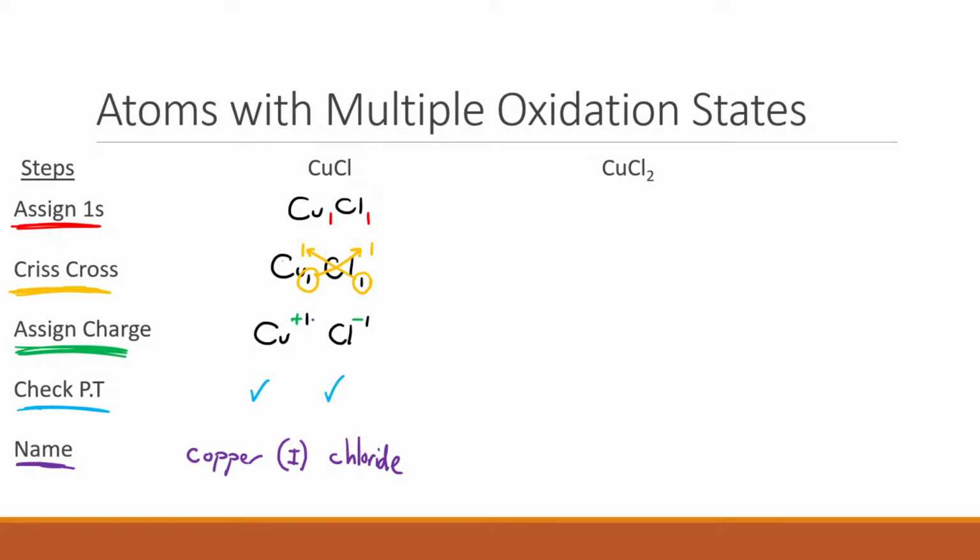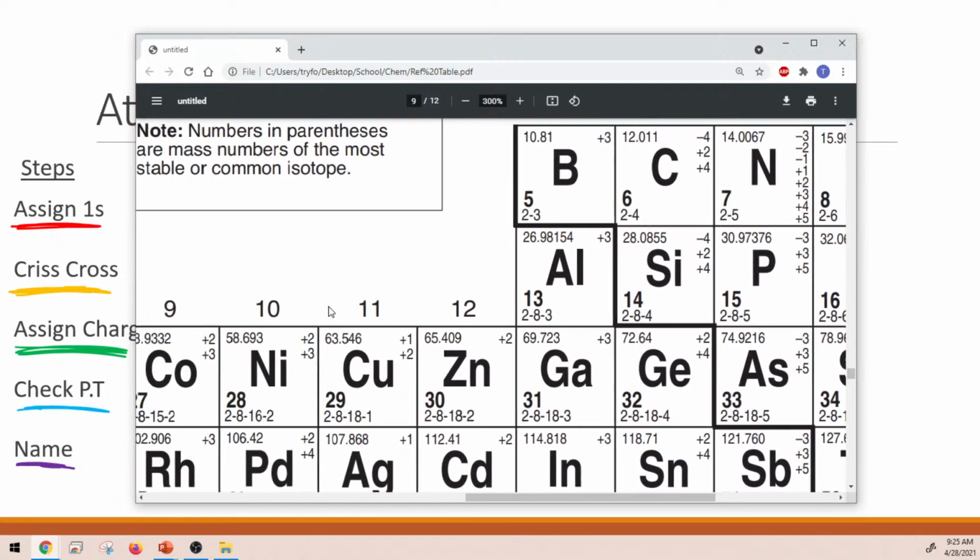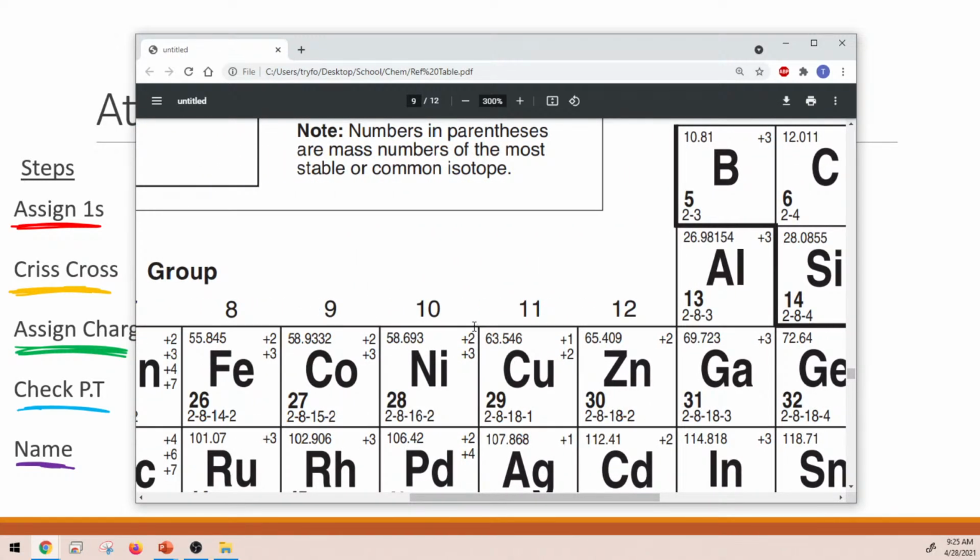Now, copper 1 chloride comes from the fact that it is copper +1. The Roman numeral matches the charge of the positive ion. So because this is a 1, this is also a 1. And we only need to include Roman numerals for elements that have multiple possible positive charges.